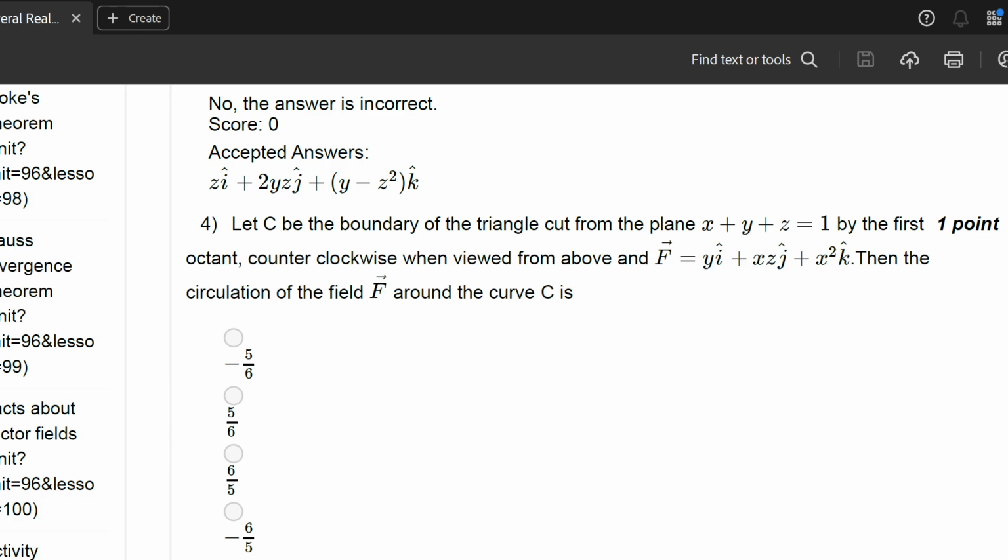Is the screen visible? Question number 4, can you see? Otherwise, I will move to this question. Yeah, sir, visible. Okay, great.